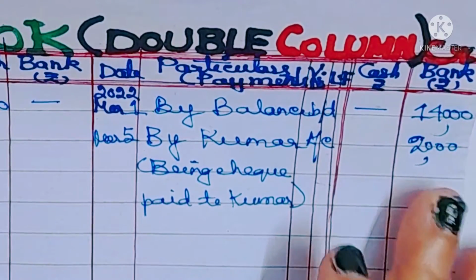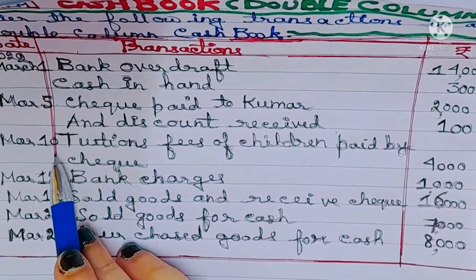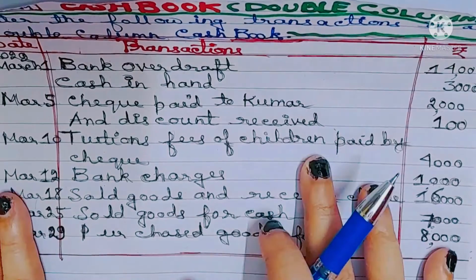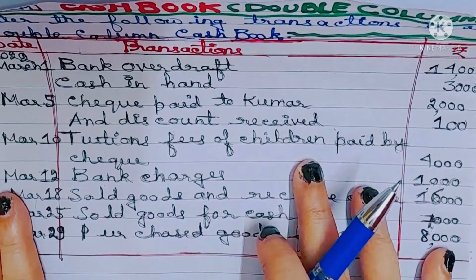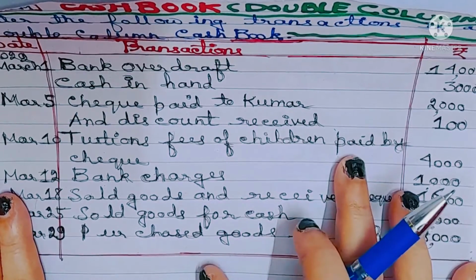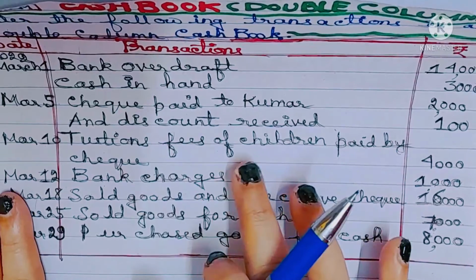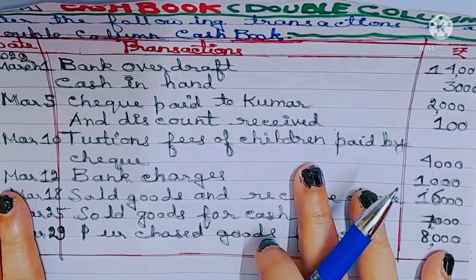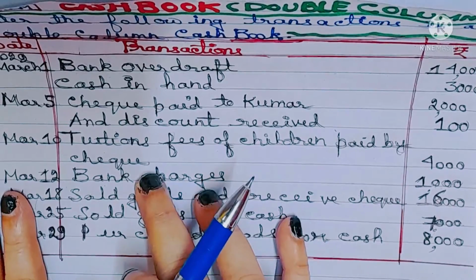Now let's see the next transaction. The next transaction is on 10th March, tuition fees of children paid by check 4,000. Please remember, private expenses or personal expenses of the proprietor are always termed as drawings and not tuition fees. Instead of tuition fees, we'll write drawings account. So what will be the journal entry? The journal entry will be drawings account debit to bank account since check is mentioned.